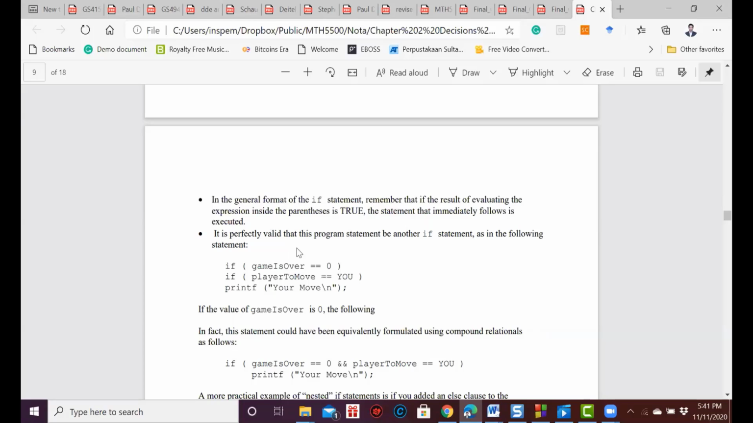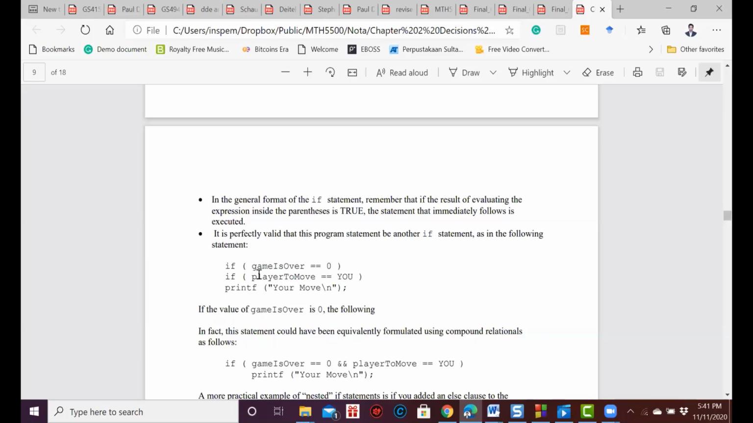Now look here. If game is over equal to 0, if player to move equal to u, I'm not sure whether this one is correct, or u. What's u? Maybe this one is a variable, and they have a value here. Then printf your move.